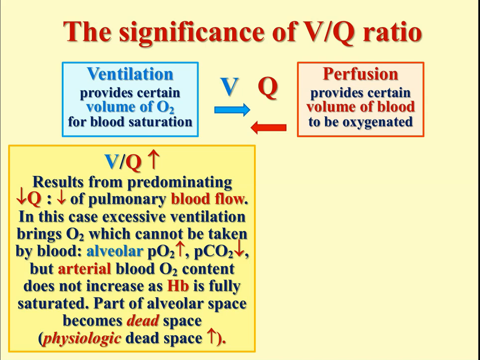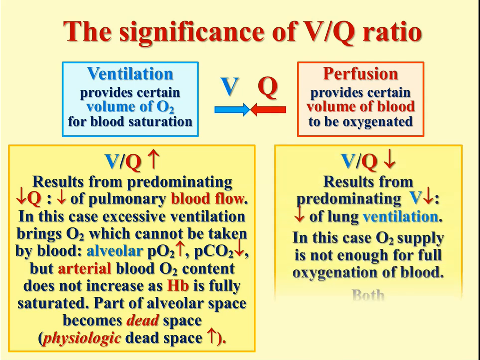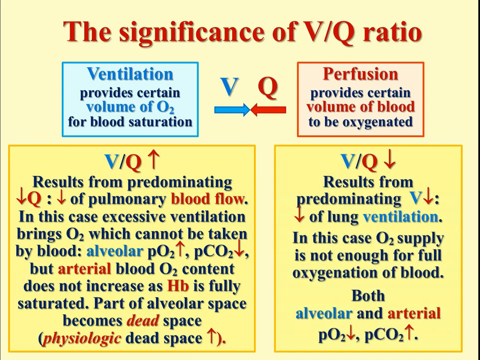But let's consider the opposite case, decrease of ventilation perfusion ratio. This results from predominant decrease of ventilation due to certain reasons. And now look what happens. Oxygen supply becomes not enough for oxygenation of blood until normal values. And as a result, both alveolar and arterial PO2 and PCO2 change, so that PO2 decreases, PCO2 increases, and we have hypercapnia and we have hypoxia.